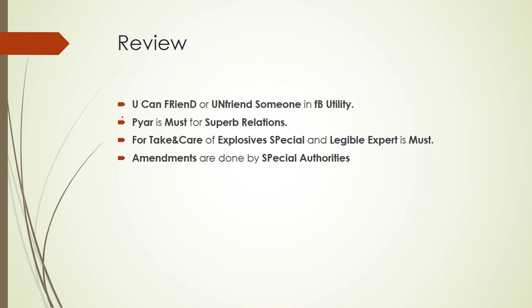So we just review again what we have read. The first line we say you can friend or unfriend someone in FB utility. U means union, C means citizenship, FR means the fundamental rights, D means the DPSPs, and also one extra thing, that is the fundamental duties, Article 51A.